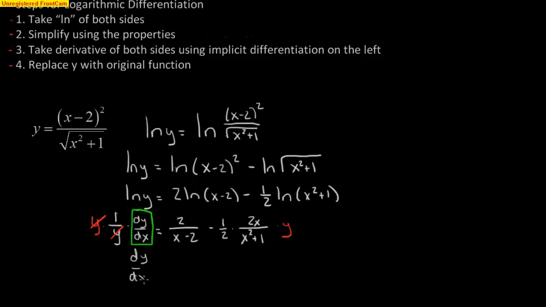So dy/dx, the derivative, is equal to, now I use a big parenthesis here, 2 over x minus 2 minus, and as you can see right here, I'm going to do a little simplifying: the 1/2 and the 2 would cancel. Okay, and I'll have x over x squared plus 1, and I've got to multiply by y. Well, y was the original function, so that's all of this right here, so I've got to multiply by the quantity of x minus 2 squared over the square root of x squared plus 1.